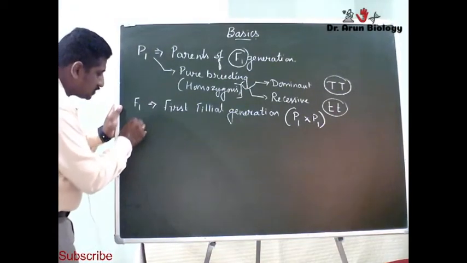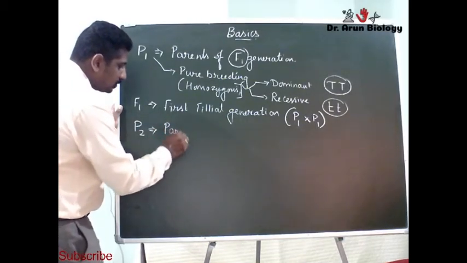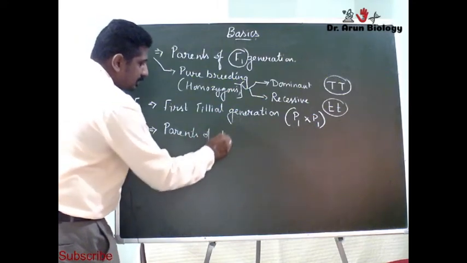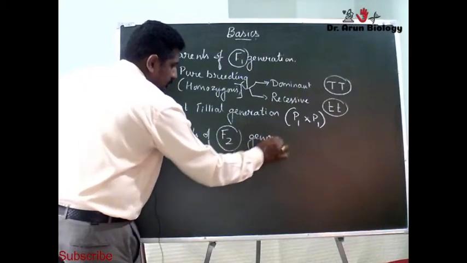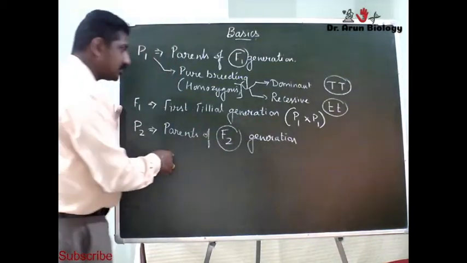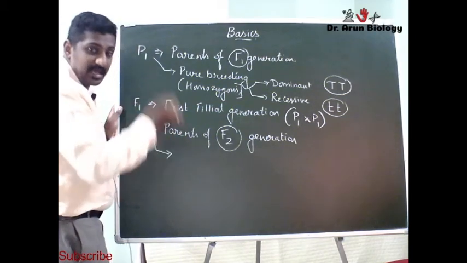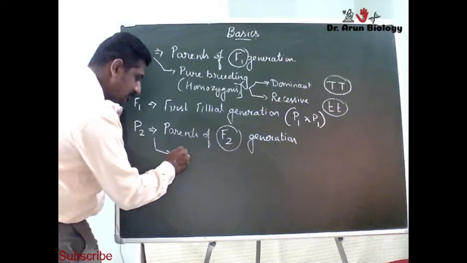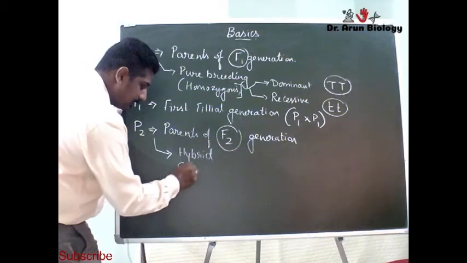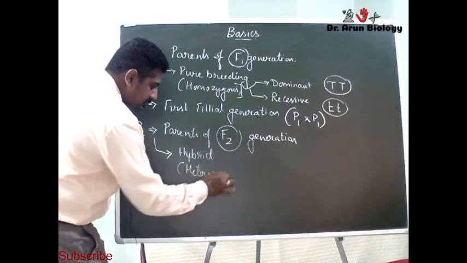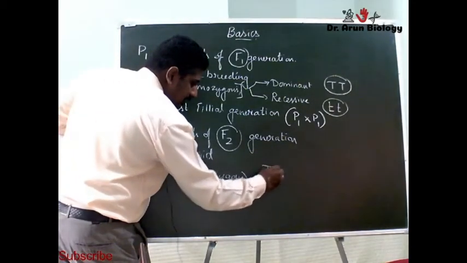So what is P2? That is the second technical term that you must know. It is nothing but parents of second filial, that is F2 generation. So what is the condition of these parents? The parents P2 will always be heterozygous. That is nothing but a hybrid, a common term. The hybrid is nothing but heterozygous. So heterozygous means what? Capital T and small t.